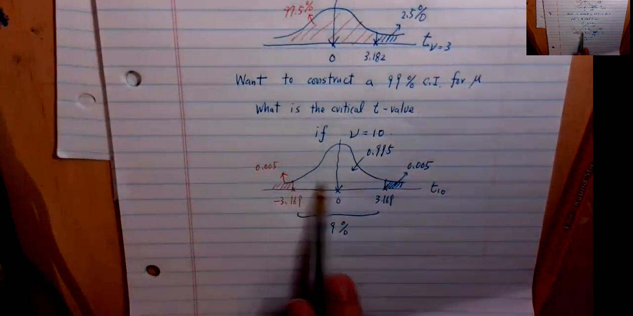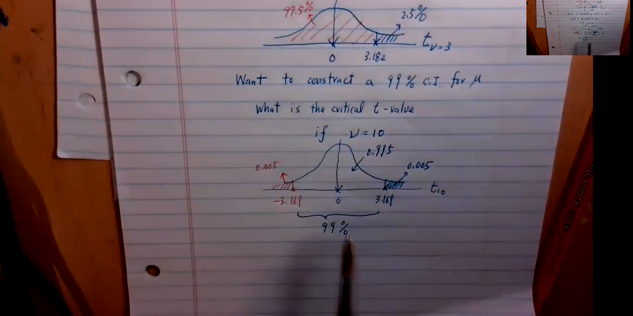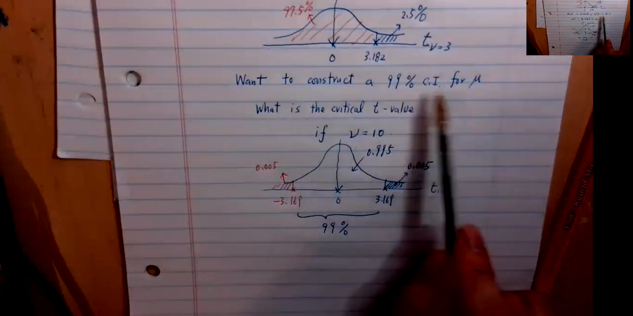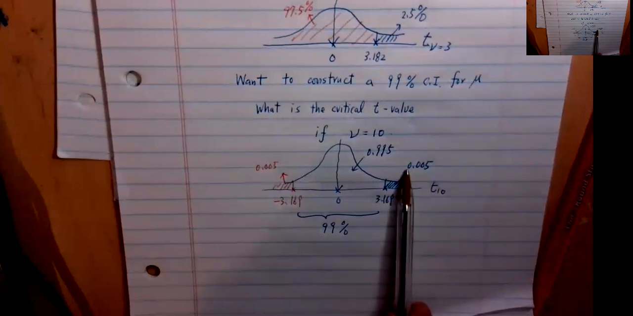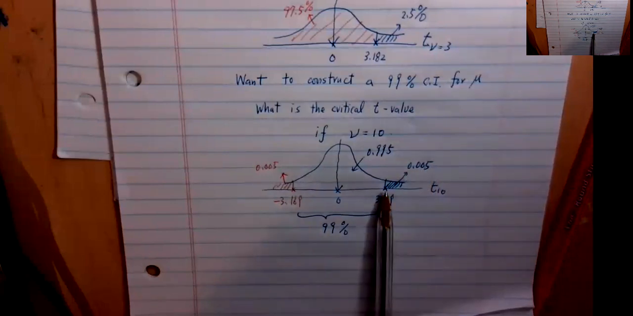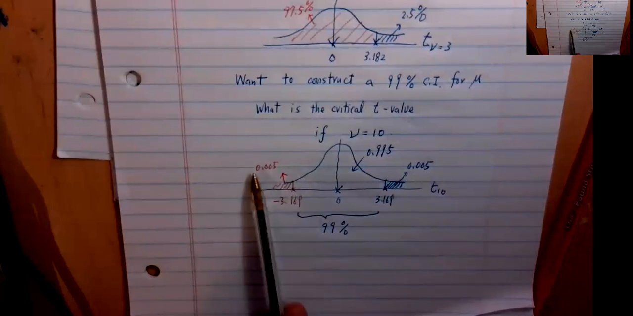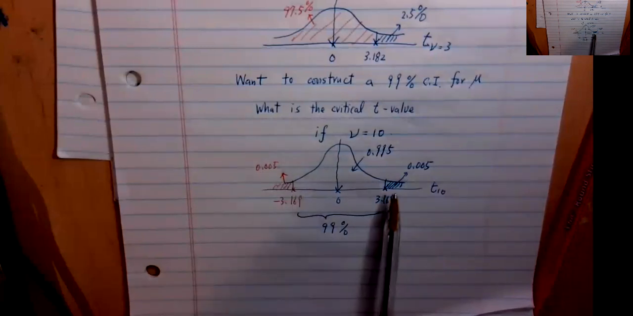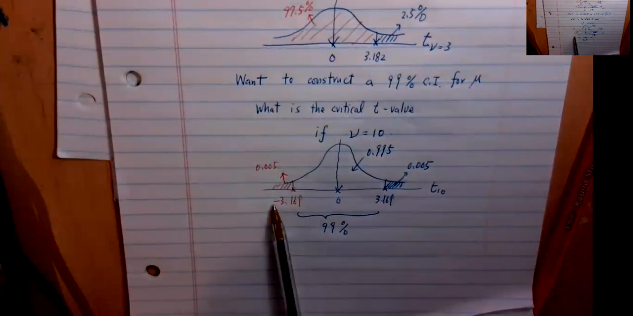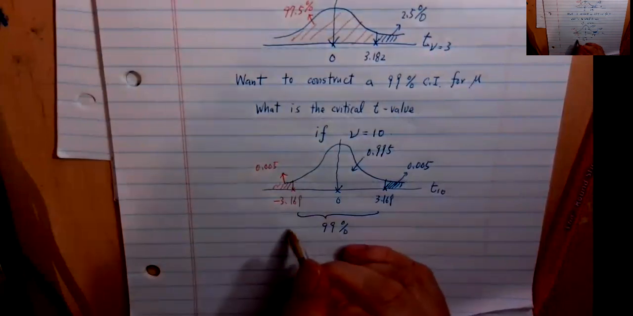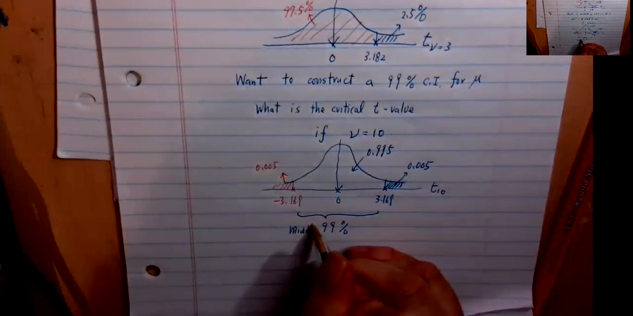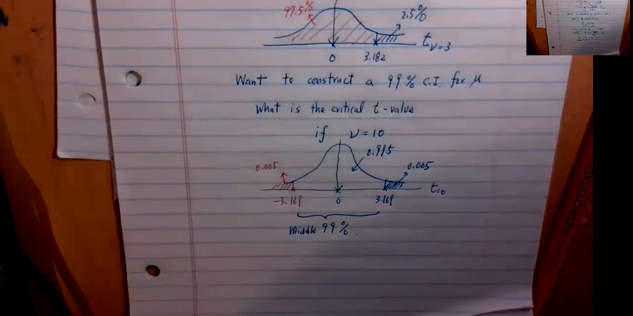Okay? So that means from minus 3.169 to 3.169, this area covers 99%. So when you want to construct a 99% confidence interval, in the table, you should check the upper right tail corresponding to 0.005. Because of symmetry, the lower corresponding tail is also 0.005. So between 3.169 and minus 3.169 covers the middle 99%. Okay, that's all for how to use the t table. Okay, let's stop here for today's class.